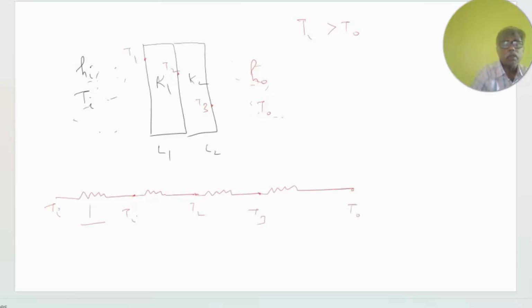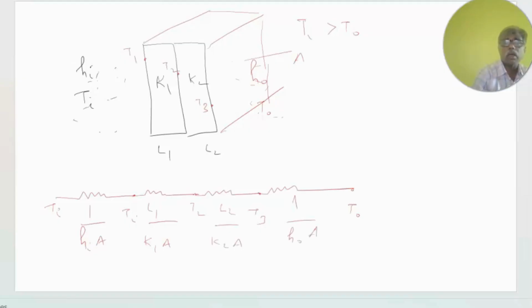Therefore this becomes 1 by HA. See, very easy to write. I can take this area as A. This is the area normal to heat flow for conduction. This is the surface area for convection. Both are the same. So L1 by K1A, this is L2 by K2A, plus 1 by H0 A.